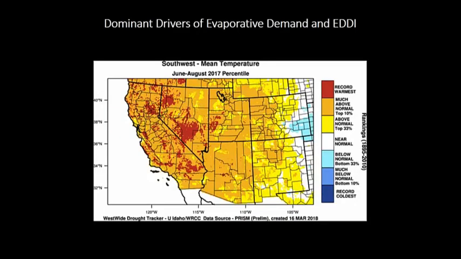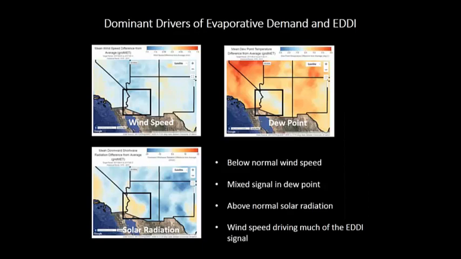And so this map now is showing the same time period, June through August, but the temperature percentiles based on PRISM. And if you look over that region, almost the whole region is in one of these top two categories. There are some areas of red, which is the record warm going back to 1895, or this orangish color, which is in the top 10%. So it was a very warm summer. So it doesn't appear to be that temperature was driving that low evaporative demand.